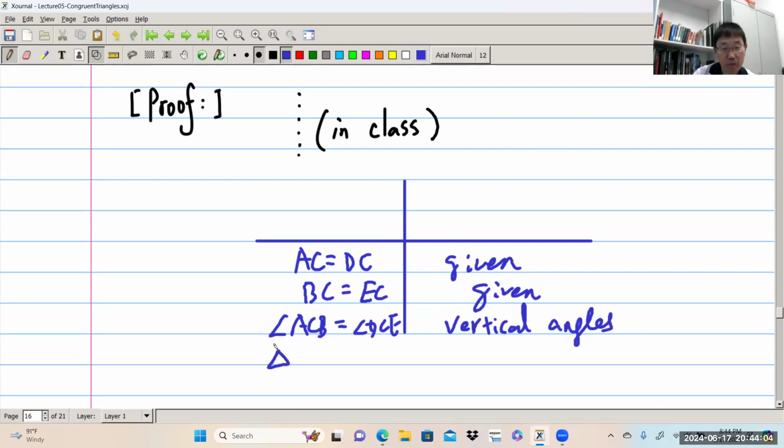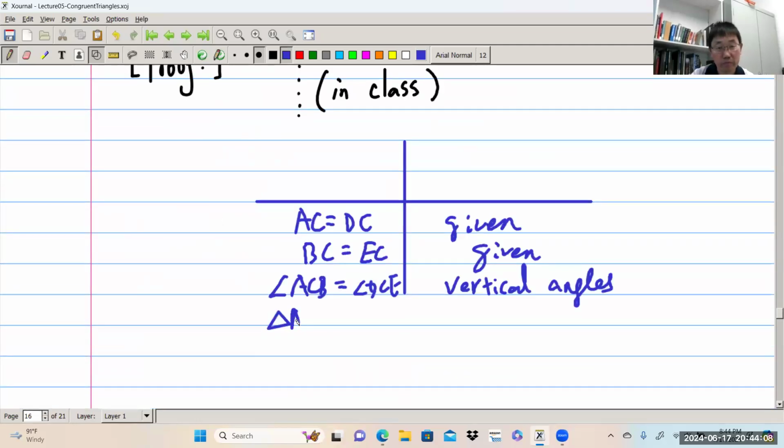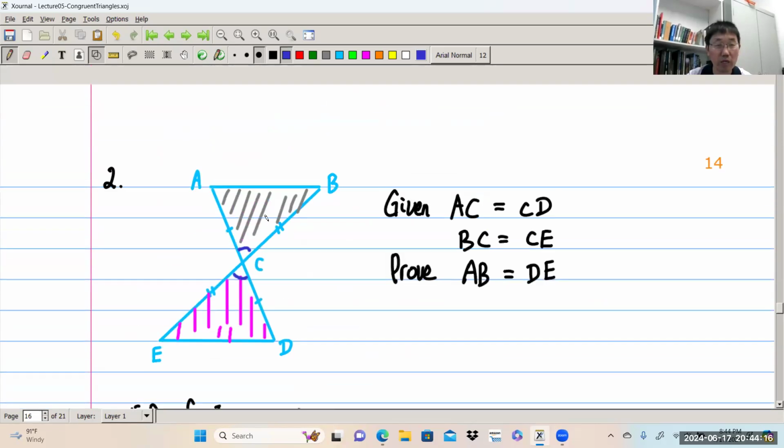Then you can claim these two triangles, triangle ABC is congruent to triangle, this lower triangle. How to write down this lower triangle? If I write down the first triangle as ABC, how should you write down the second triangle? AB corresponds to which side? DE or ED, right? So you have two ways, DE or ED. But which way is right? Then the last letter should be C, right? So which one is right? Yeah, ABC should be DEC.